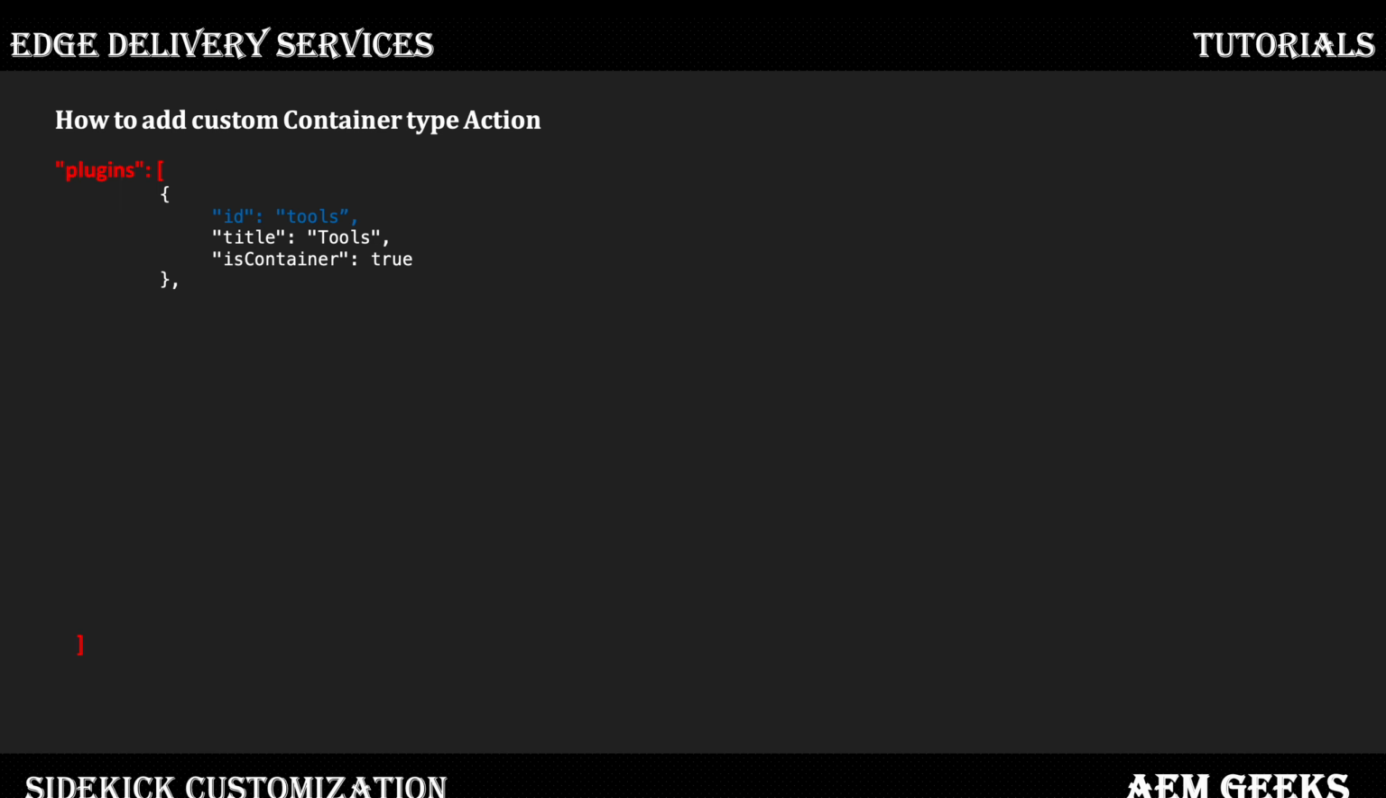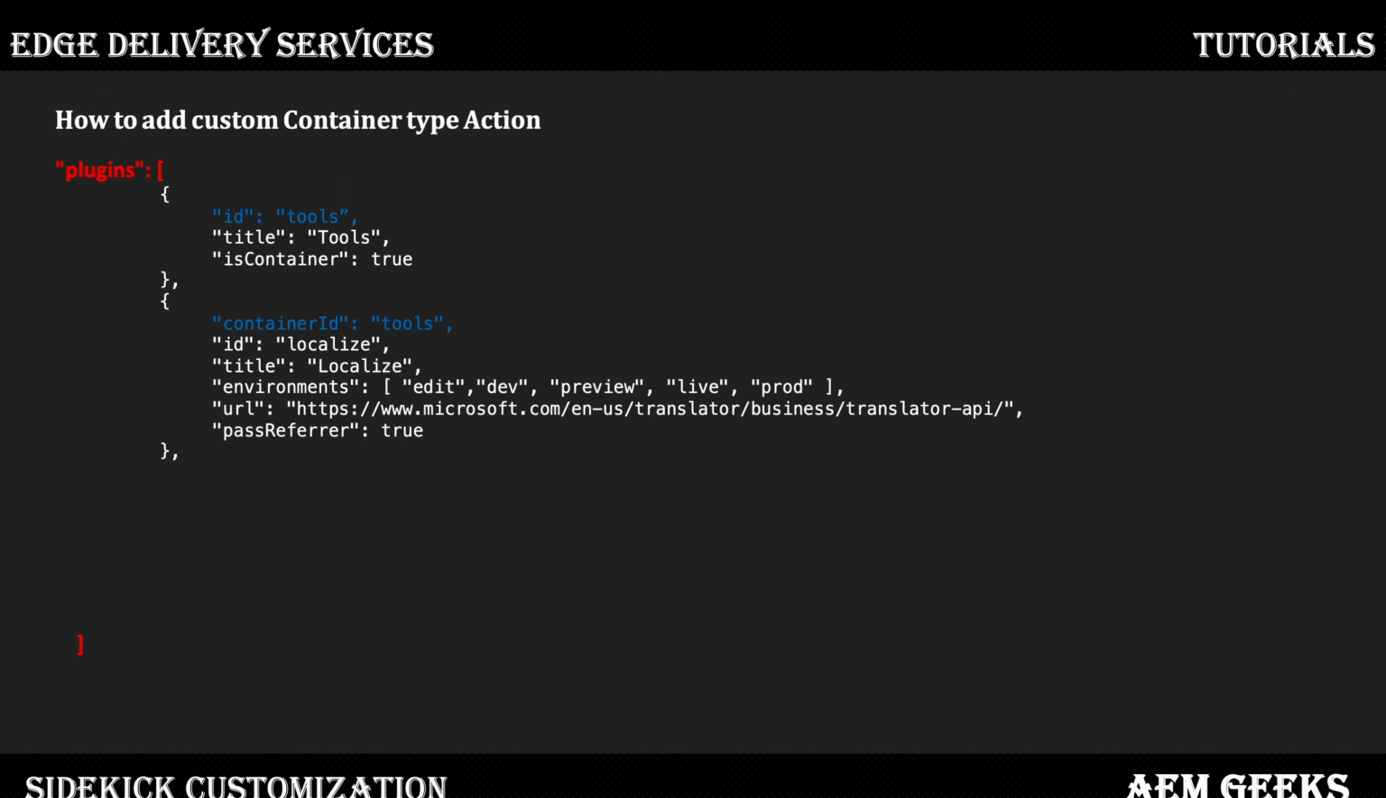Now you have to add a specific property called isContainer. isContainer is equal to true. As soon as you say isContainer is true, this will be considered a container and it can hold other actions. Now, again, you would add another section the same way we defined it in the previous slide. But there is one important difference here.